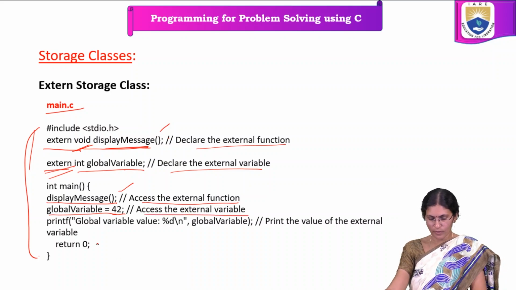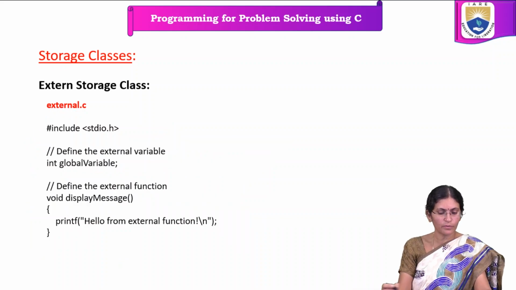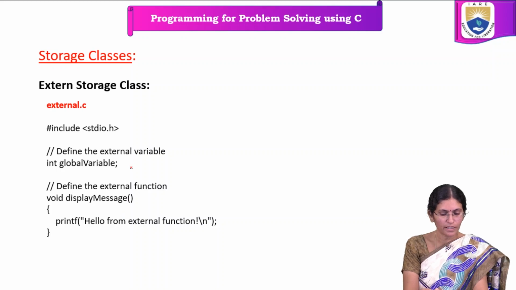Let us see how this program is executing. There is one more file, external.c. In this file we have declared the global variable, and we have defined the external variable, and here this is a global variable and this one is a global function. So this is the definition of the external variable and the definition of the external function.